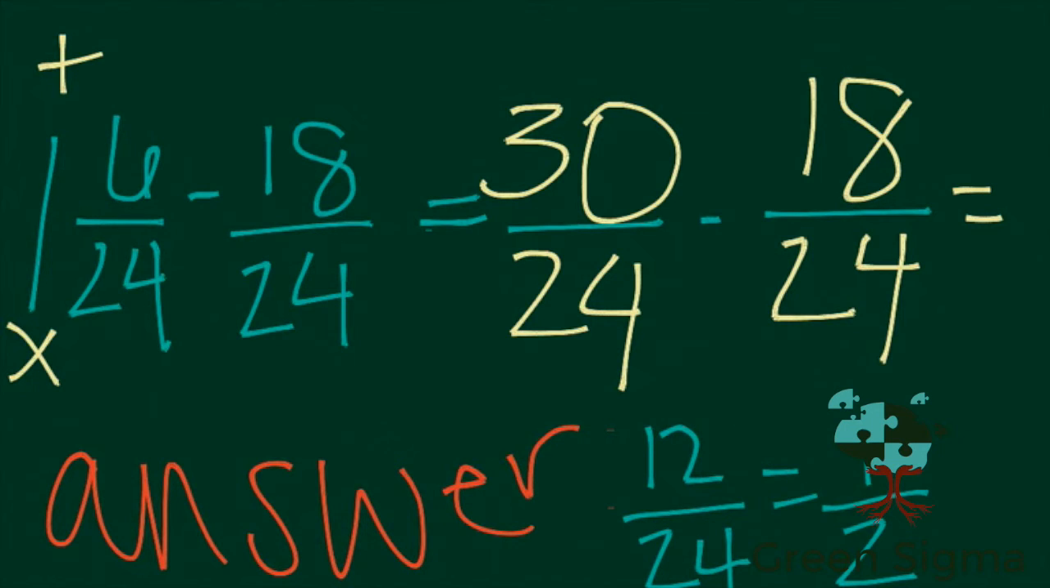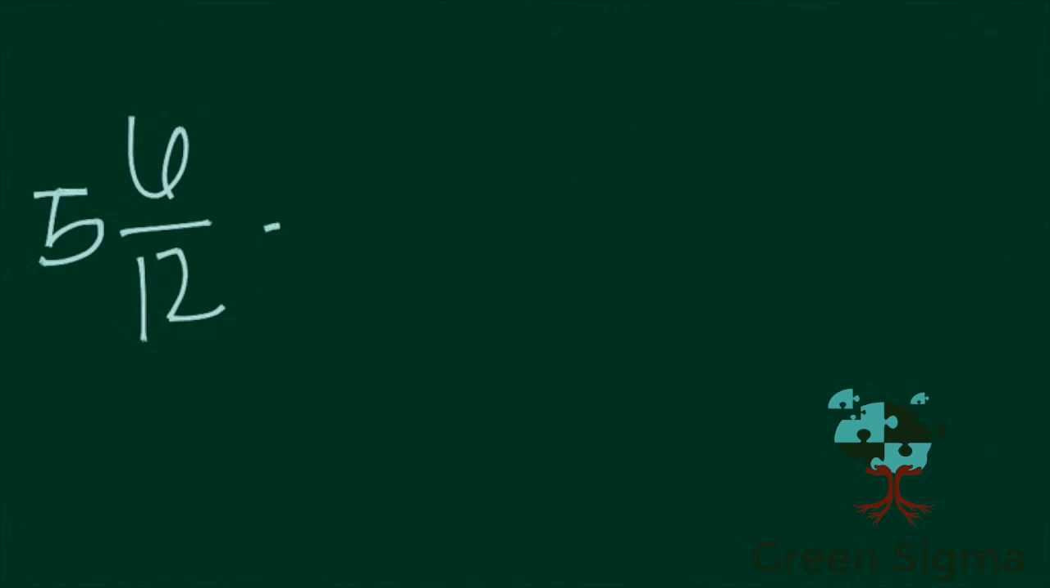I feel like we should do one more problem about this concept, but this time we're going to go a little faster. Okay, then before we get started, I highly recommend you just pause this video and try to solve it yourself. So let's do 5 and 6/12 minus 8/12. Okay, so again, we have our same denominators, but we need to borrow.